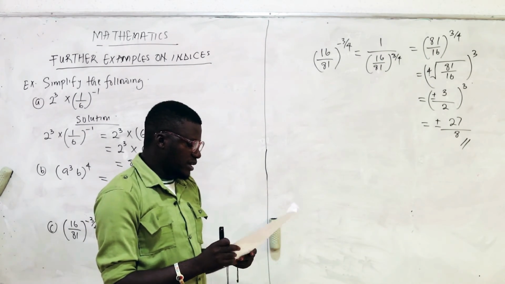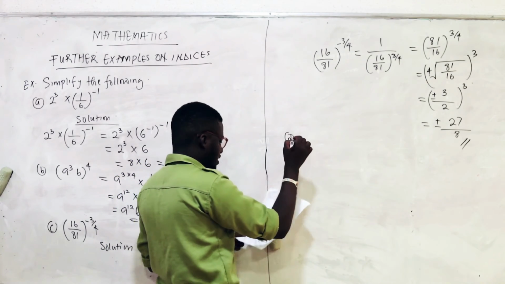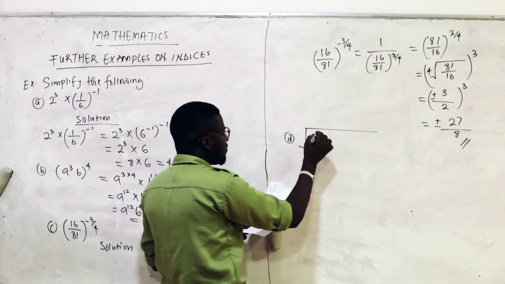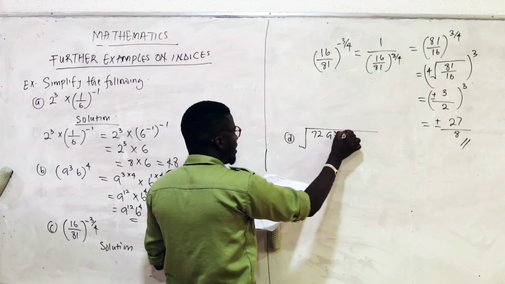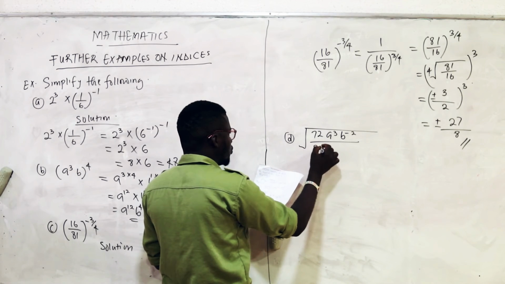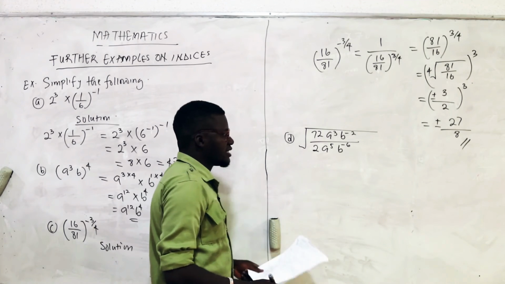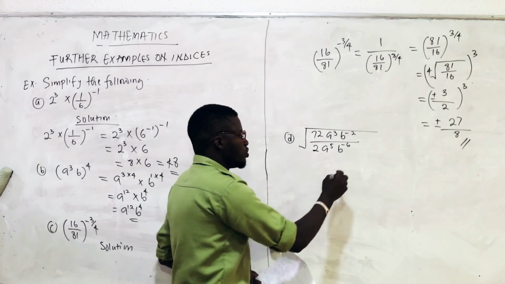So now I'll move to the next question. The next question, that's D, says if I have the square root of 72 a raised to the power of 3, b raised to the power of minus 2, all divided by 2 a raised to the power of 5, b raised to the power of minus 6. Now, if I'm being given this question to solve, first thing first, solution.